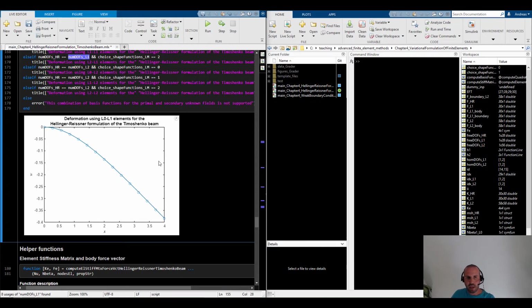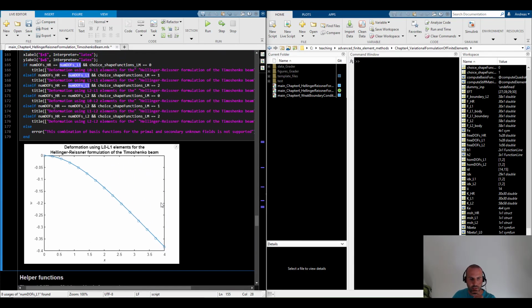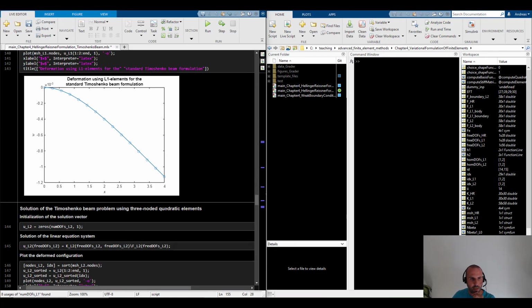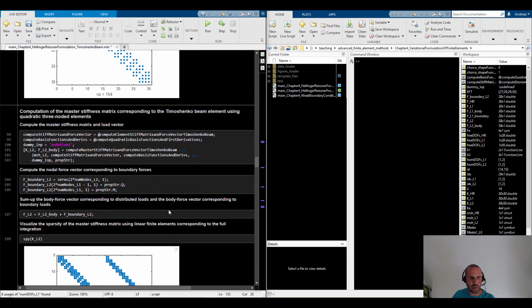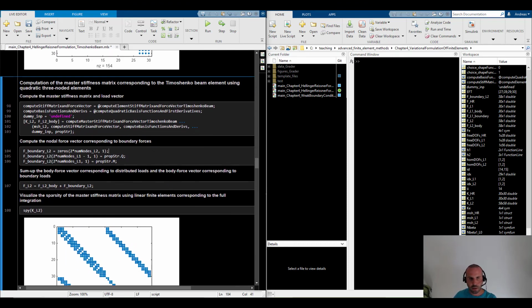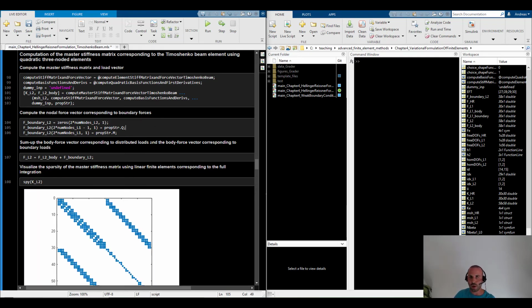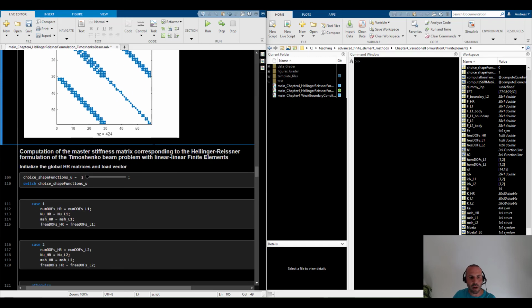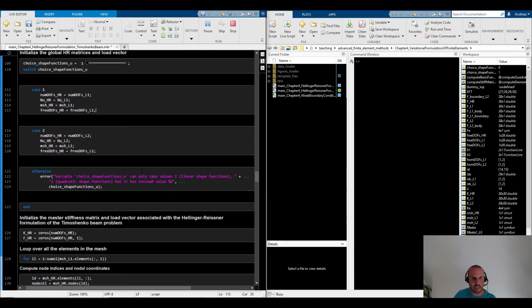So if you see in this case here, it took a little bit longer to assemble the stiffness matrix. I would like to actually highlight that. If we go back and try to compute the stiffness matrix for the quadratic elements here, you can see that it's being done extremely quickly. So that's just like in the blink of an eye. Here we have the stiffness matrix associated with the three-noded quadratic elements. But if we go now and we compute the same for the global stiffness matrix that is associated with the Hellinger-Reissner formulation, you will see that this will take a little bit longer.